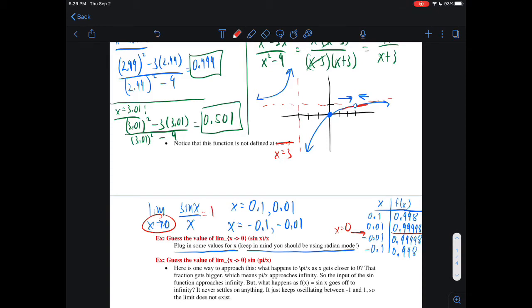So it seems like this function is actually approaching 1. And if you were to actually go and graph this function, you would get some confirmation about that.